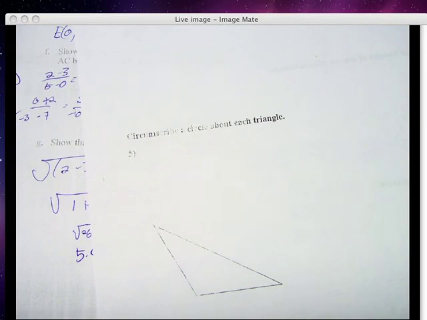Circumscribe the triangle. All right, so you're going to take your compass. There's compasses in your box. So you're going to get a compass out of your box. It's very important to have a compass. Can't do it without it.